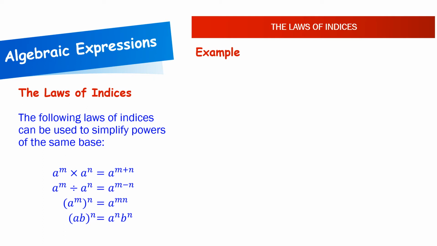Let's have a look at an example. Simplify 3 to the power 5 times 3 to the power 6. Since we are multiplying two numbers with indices, we will be using the law highlighted on the screen. And since we are using the same base, we must add the indices, as shown. So we have 3 raised to the power 5 multiplied by 3 raised to the power 6 equals 3 raised to the power 11.